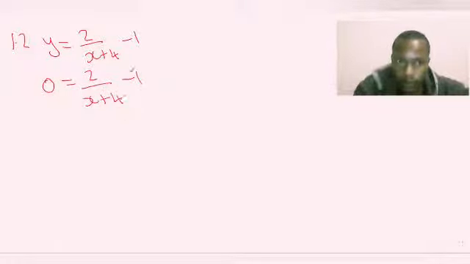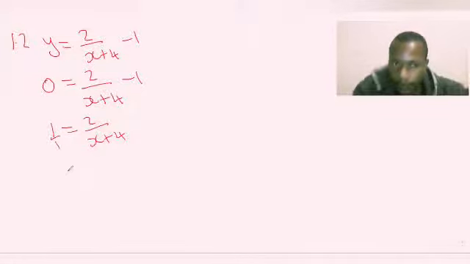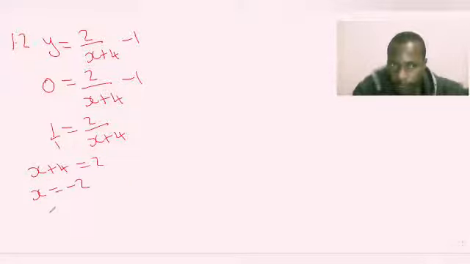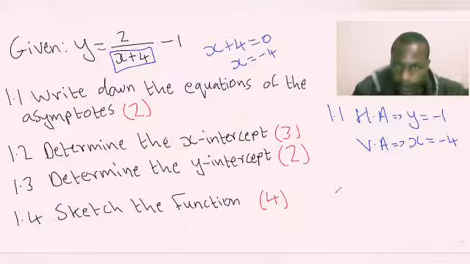To do so, we would move the negative 1 to the left-hand side, and we would then cross multiply. Remember that this would be just over 1. Cross multiplying, we have x plus 4, which would equal 2. Therefore, x would equal negative 2. So the coordinates of the x-intercept would be negative 2, 0. That was 1.2, which wanted us to find the x-intercept.